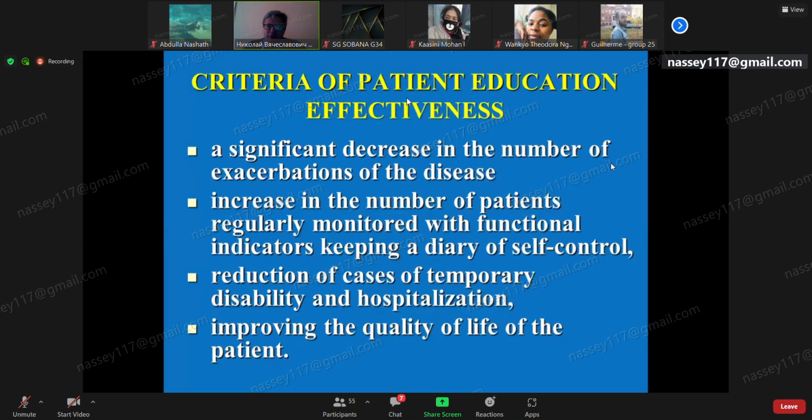As for criteria of patient education effectiveness, there are a significant decrease in the number of exacerbations of the disease, an increase in the number of patients regularly monitoring functional indicators and keeping a diary of self-control, a reduction of new cases of temporary disability and hospitalization, and improvement of the patient's life quality.